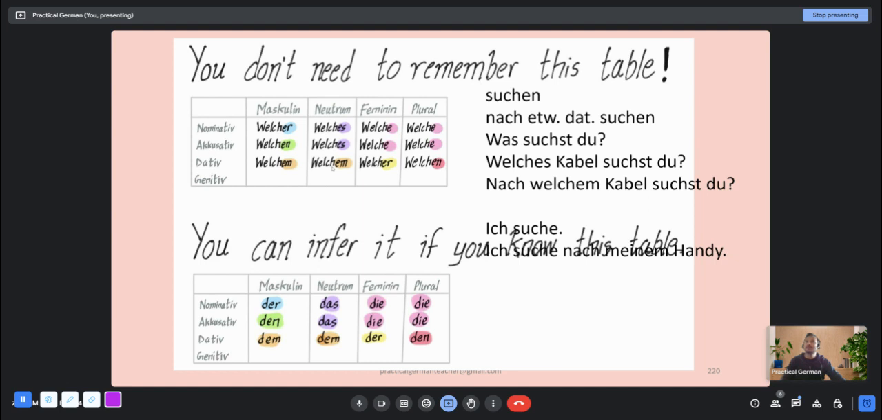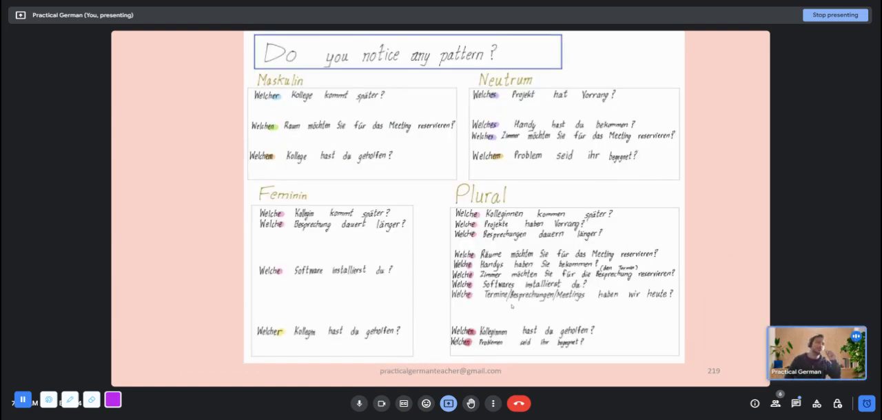Okay. And you don't have to remember this table. If you know this table, the endings come from this table. Can you just go back one slide? Okay, possible. Yes, please. Please use the microphone. It's microphone only. Okay, no problem.